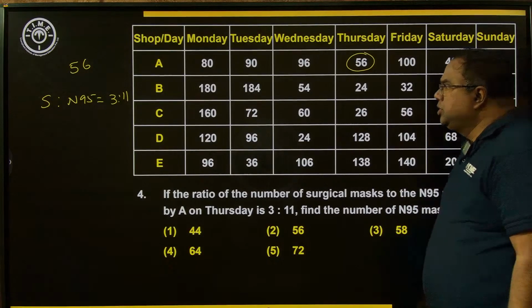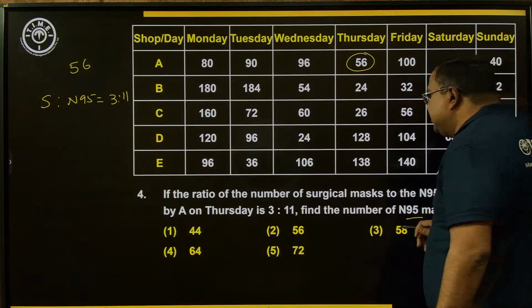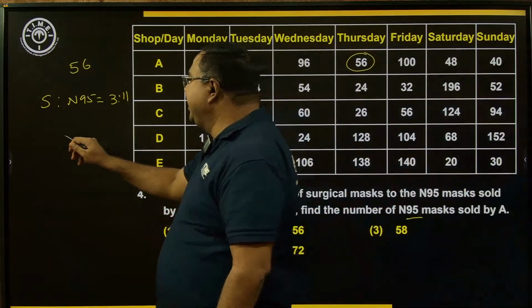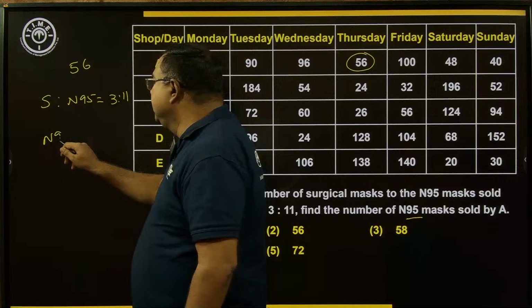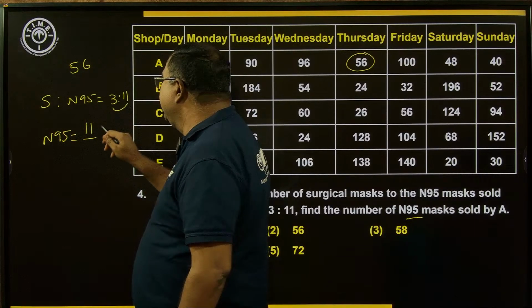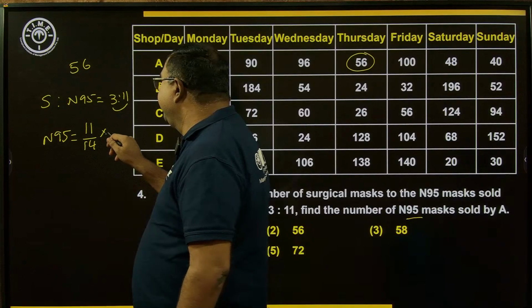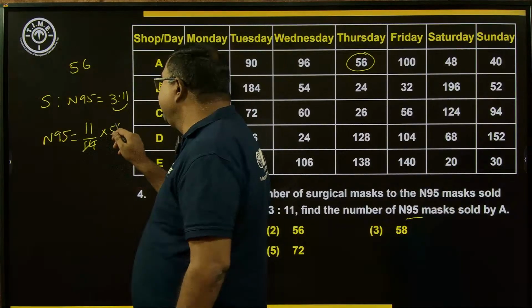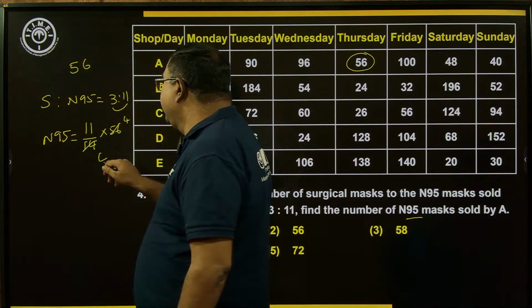It's simple, no? So I want the number of N95 masks. You can do it like this: the number of N95 masks will be 11 by 14. Total parts is 14 into 56. 14 goes 4 times, so 11 into 4 has to be 44.